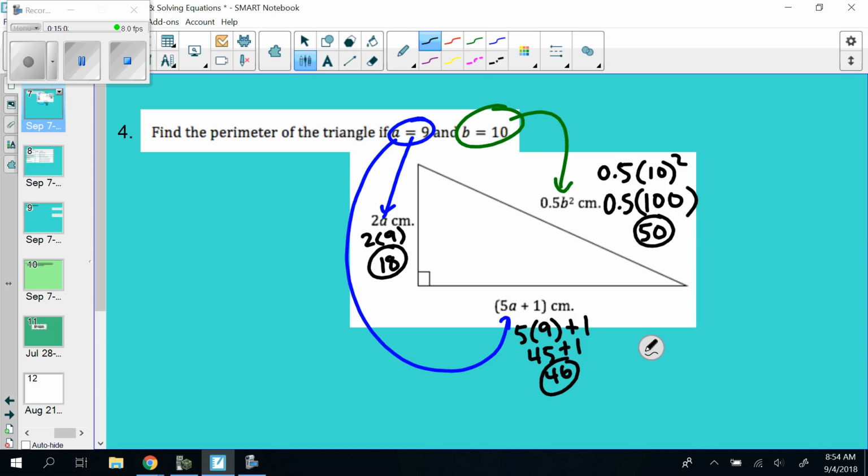So now look at what the question's asking. They want us to find perimeter. That's a term you should know from last year in geometry. Perimeter means to add up all the sides. So if we add up 18, 50, and 46, we do get the perimeter of this, which comes out to be 114 centimeters.